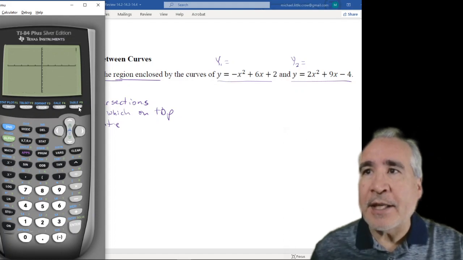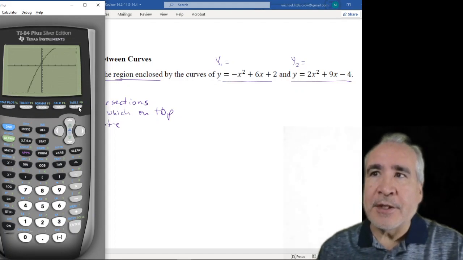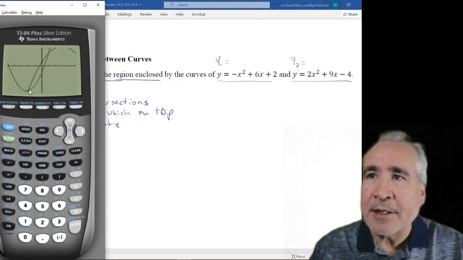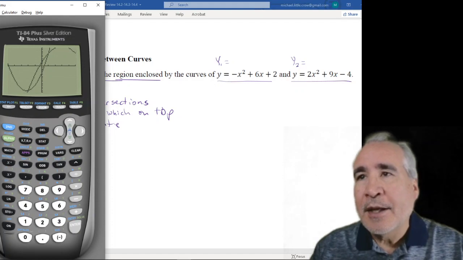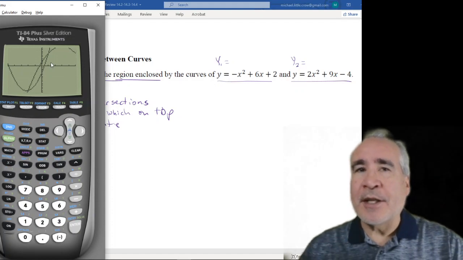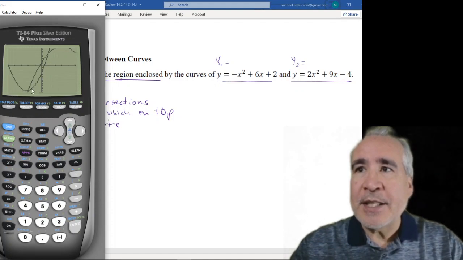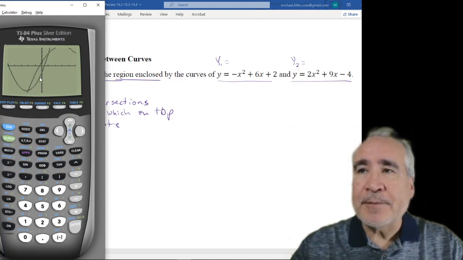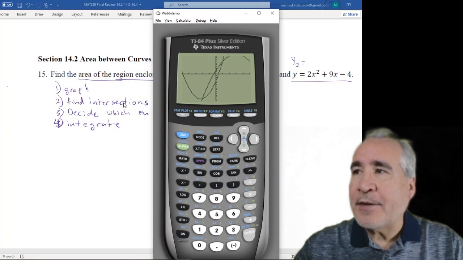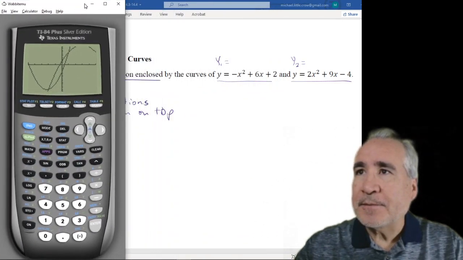Now I hit graph again, and look, the graph looks different, but it's exactly the same graph. And notice I do see the bottom intersection here, and this one. Now we could have come in a little bit more if you wanted to. This is all up to you, but I think we can see enough of this at this point. So what was our next step? We graph it. Then we want to find the intersections.